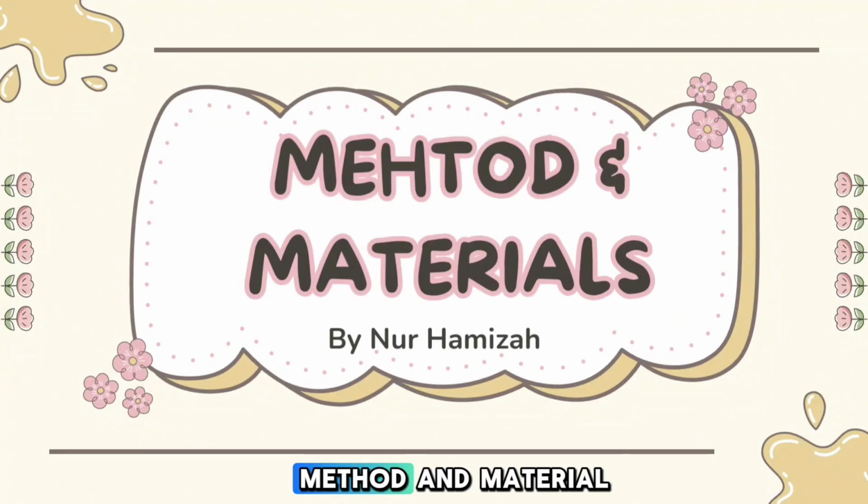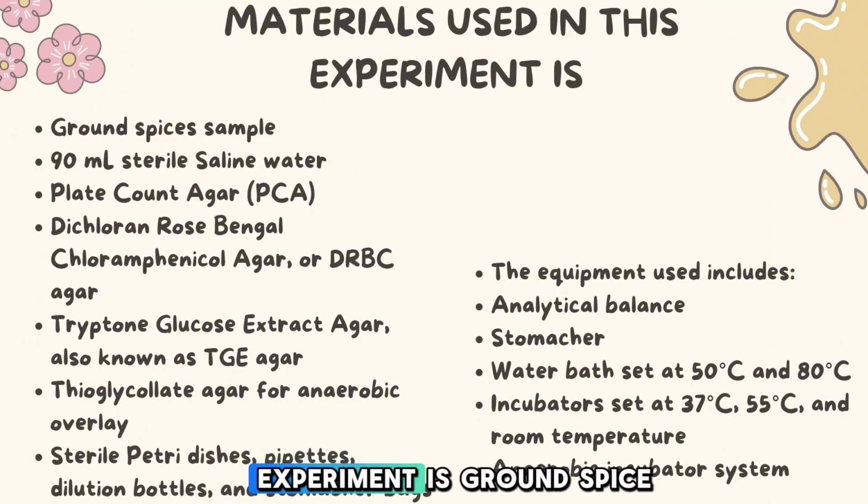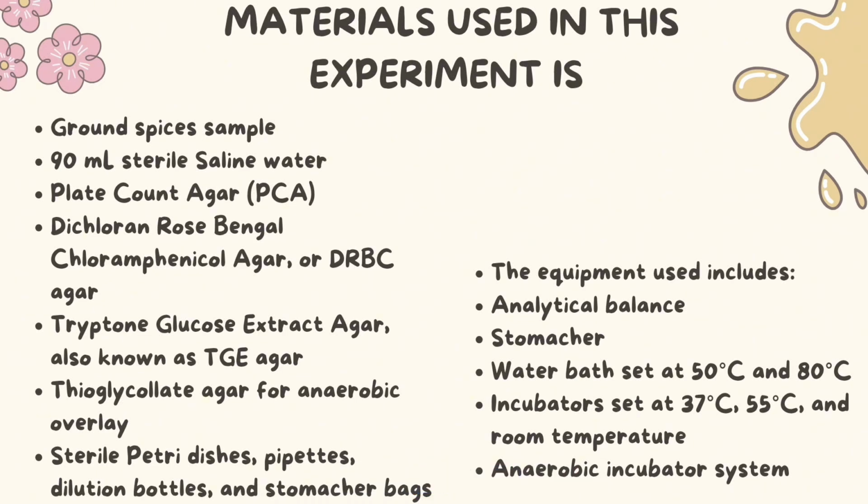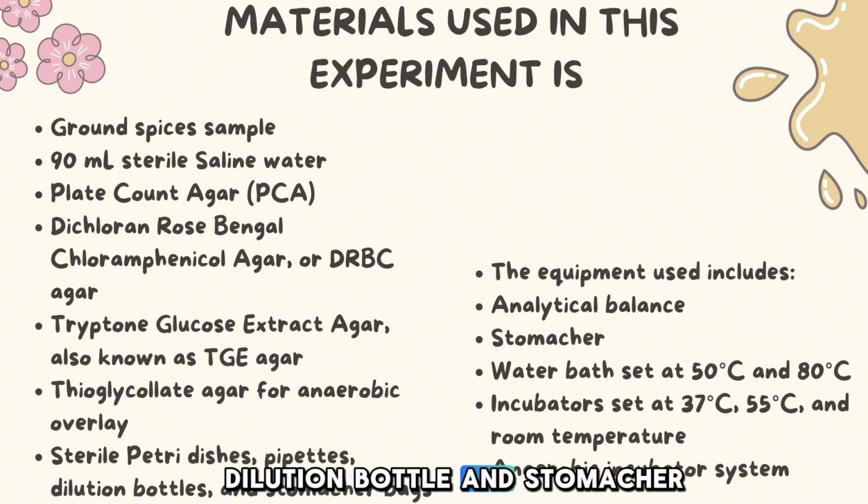I will explain about the method and materials. Materials used in this experiment are ground spice sample, 9 ml saline, PCA, DRBC, TG agar, in dilution bottle and storage bag. The equipment used includes analytic balance, stomacher, water bath, incubator, and anaerobic incubator system.